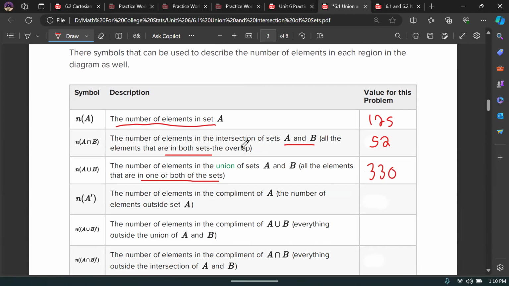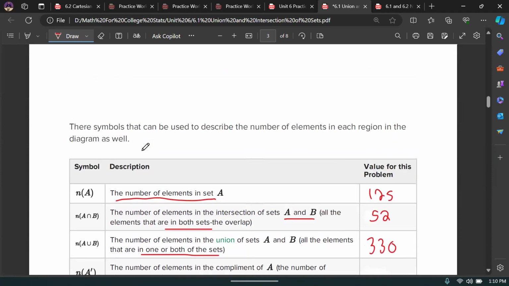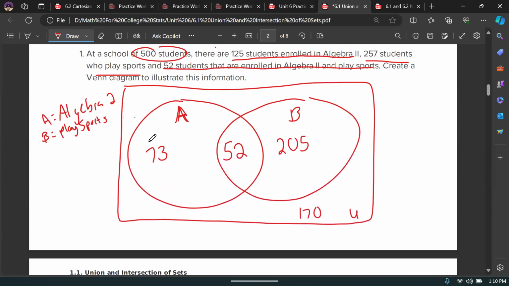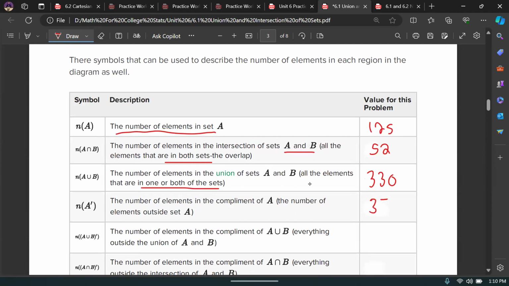Now, A prime, sometimes referred to as A complement, sometimes you see a little C there, means not in A. So how many elements are not in A? In A, we remember we had 125, but not in A, you can see here, is 375 in total. So for this problem, it would be 375.